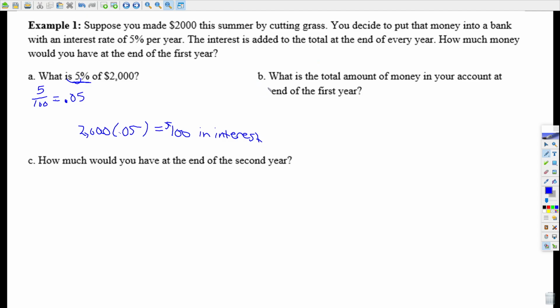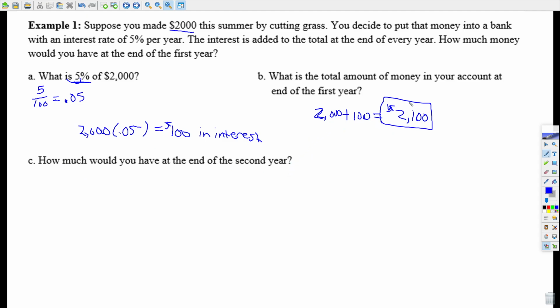Okay, part B. What is the total amount of money in your account at the end of the first year? So you put $2,000 in there, and you just let it sit. By the end of that year, the bank is going to give you $100 in interest on that $2,000. So in total, we will have our $2,000 that was sitting in there, which we didn't touch, plus the interest, which was $100. So we would have $2,100. That would be how much is in the account at the end of that first year, which is nice. I mean, if you were able to put that money aside and not use it, you would just gain $100. How much money would you have at the end of the second year?